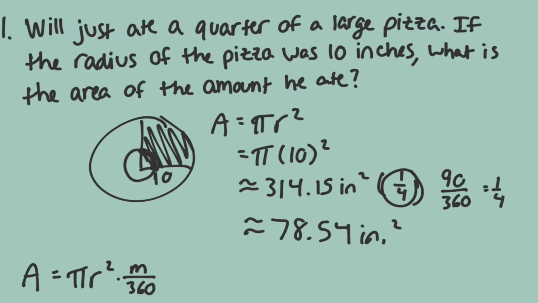So if you're looking at an arc length, that's going to be a portion of the circumference. So arc length, S stands for arc length, is 2 pi r, because that's like your circumference, but you don't want the whole circumference, you only want a portion of it. So you multiply it by the measure of the angle over 360.